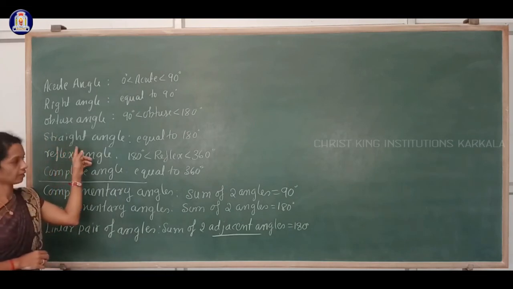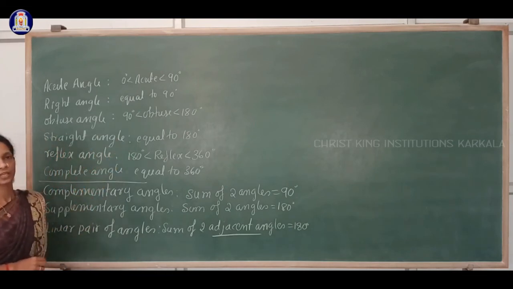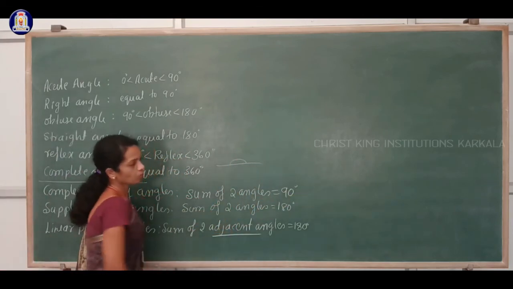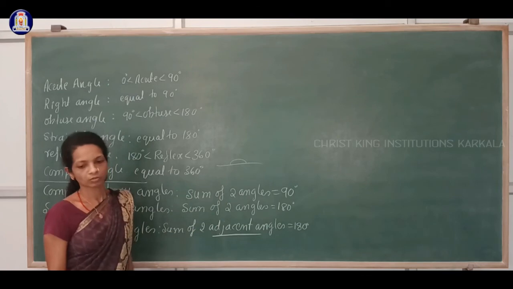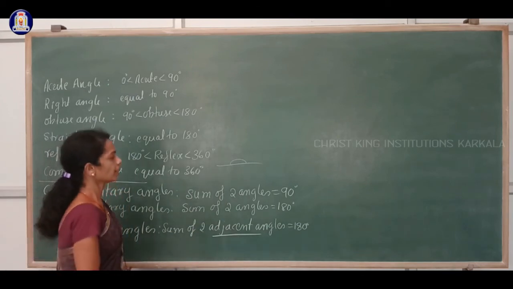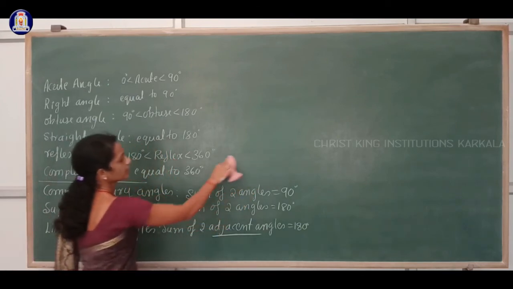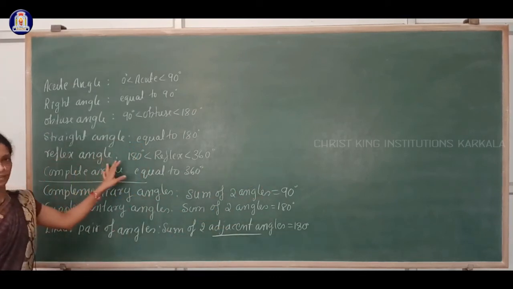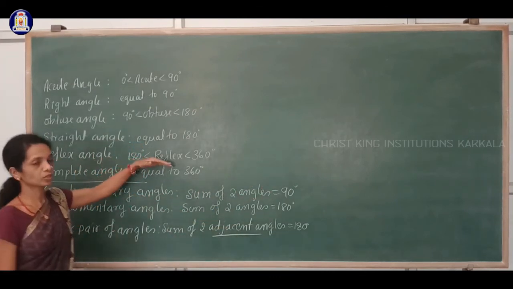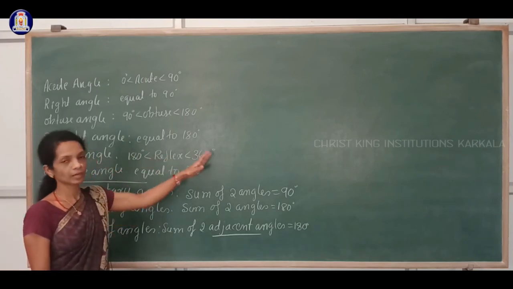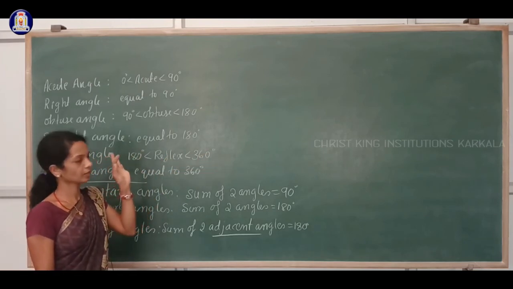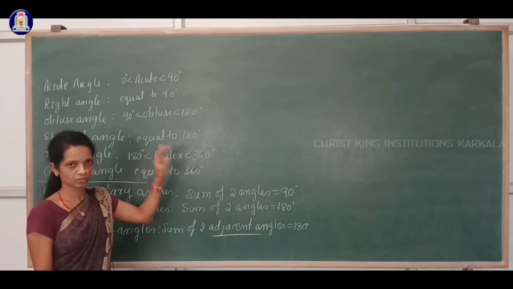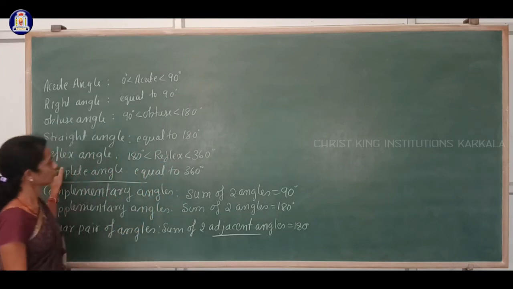Next, straight angle. Angle which measures exactly equal to 180 degree. Okay. Always a straight line makes how much degree? 180 degree on one side of it. Okay. So angle which measures 180 degree, that is called what? A straight angle. And next, reflex angle. Reflex angle which measures more than 180 but less than 360 degree. Okay. If angle measures more than 180 but less than 360 degree, that is called reflex angle.